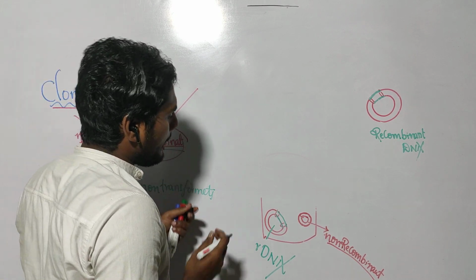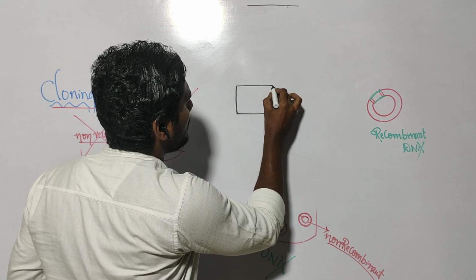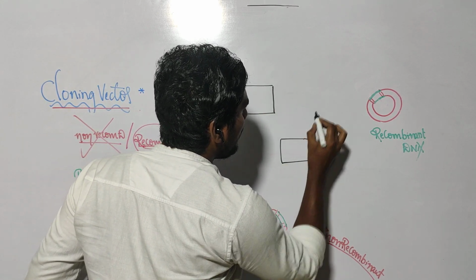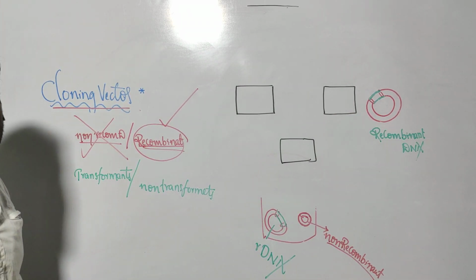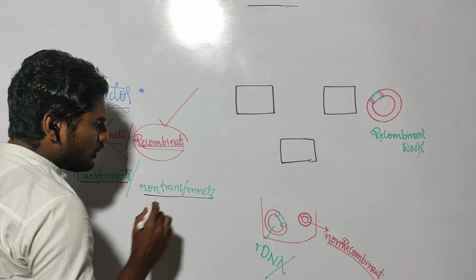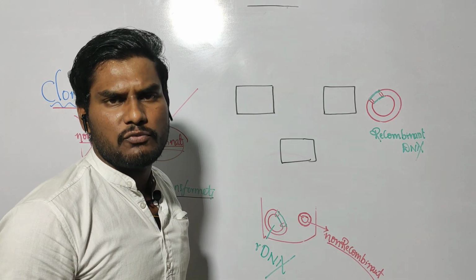Next step: bacterial cell number 1, bacterial cell number 2, and bacterial cell number 3. Like this, 3 bacterial cells are present. So now we remember what are transformants and what are non-transformants.